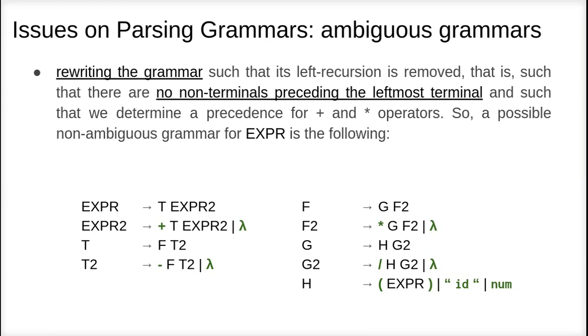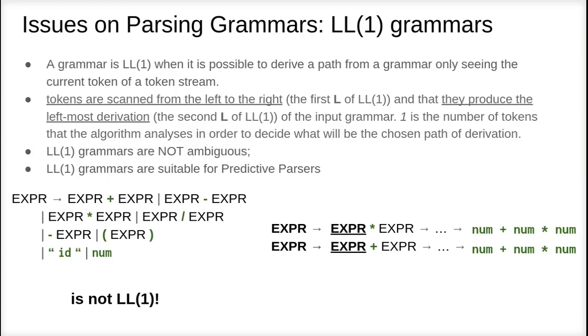So we can eliminate ambiguity by rewriting the grammar such that its left recursion is removed, that is, such that there are no non-terminals preceding the leftmost terminal, and such that we determine the precedence for plus and multiplication operators in order to control the manners in which they can be derived. So a possible non-ambiguous grammar for EXPR is the following. So is this one. So what we did here was to rewrite the grammar such that there was no ambiguity. This was achieved by not allowing more than one occurrence of a same non-terminal on any production of the grammar.